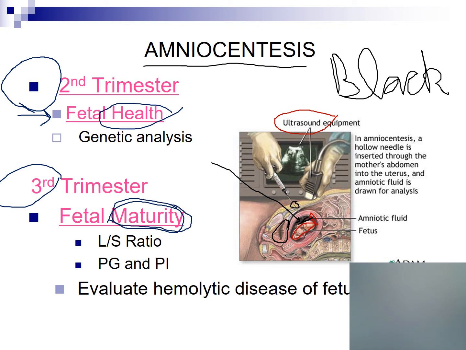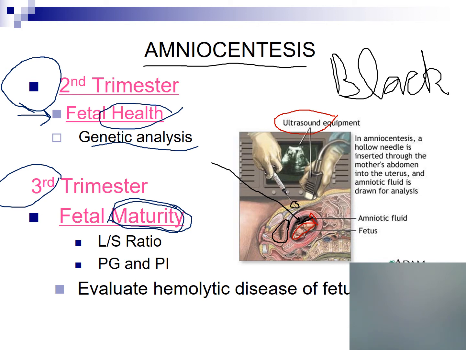So in the 2nd trimester, usually between 15 and 20 weeks, and probably even more between 15 and 17 weeks when an amnio is done, we're looking for genetic analysis. We're really looking for congenital anomalies such as trisomies and anything DNA related or even metabolic, and including neural tube defect.